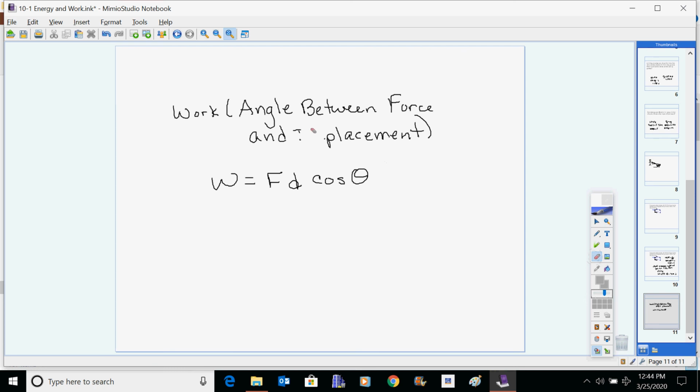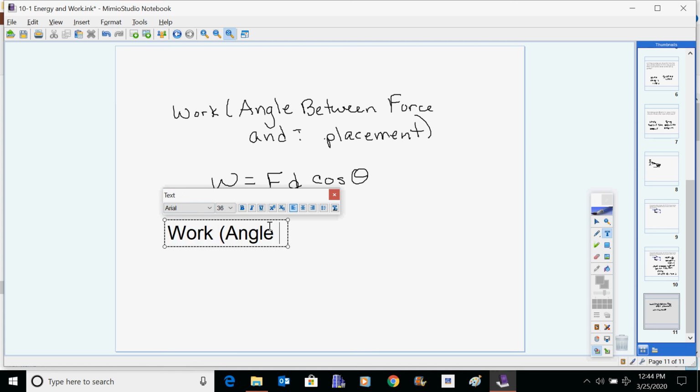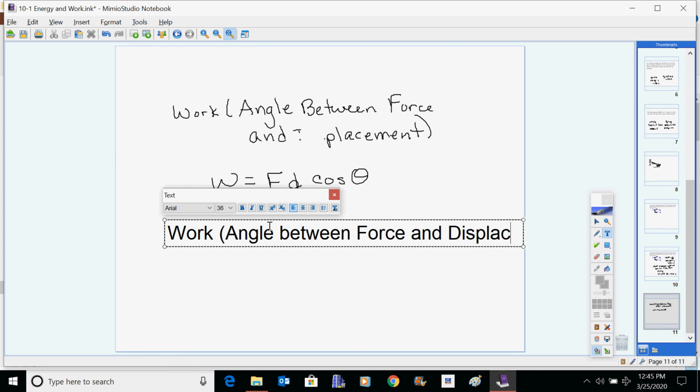So we can bring it down to being that much. It says displacement. I'm going to type that in for you. We're going to say work, and you're writing it down anyway, so this doesn't slow you down too much. Work when you have an angle between force and displacement. Okay, so that's much better.